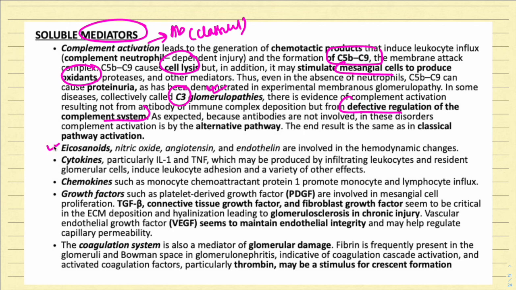Then certain eicosanoids are released. What are eicosanoids? Anything derived from the 20 carbon compound, that is the arachidonic metabolites that we have already read: the prostaglandins, leukotrienes and all the different mediators. I am not going into details.